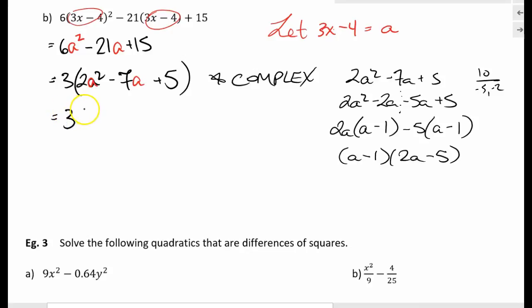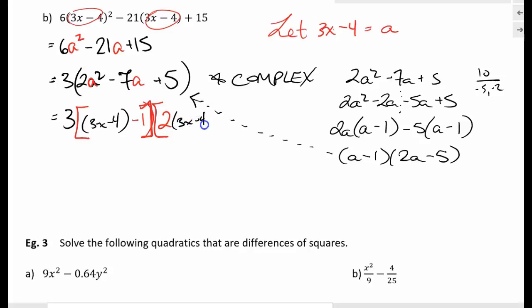So that's what I have here. But again, those a's need to get replaced. So I'm going to skip that step. Since I've already got my factored piece written out over on the right-hand side, I'm going to kind of kill two birds with one stone. Instead, I've got 3x minus 4 minus 1 and 2 times 3x minus 4 minus 5. Okay, so those red pieces are coming from over here.